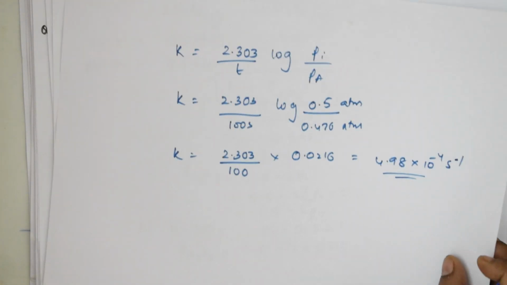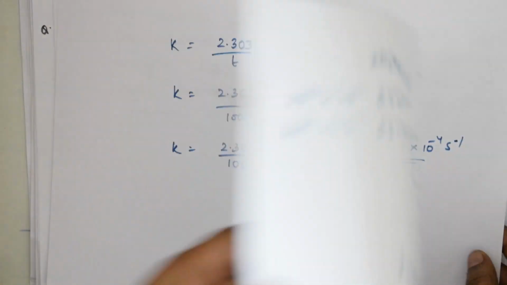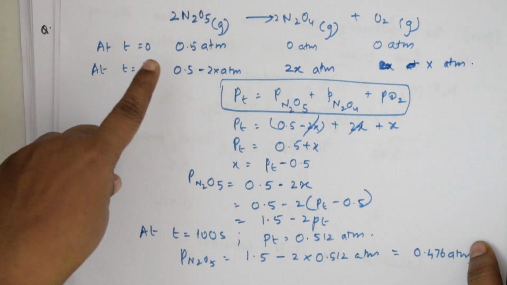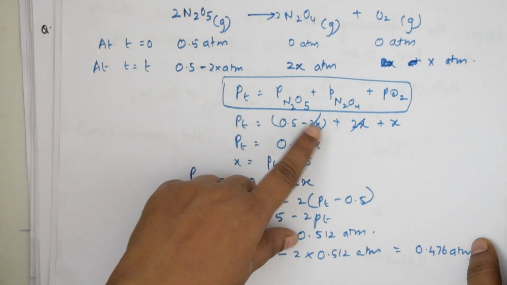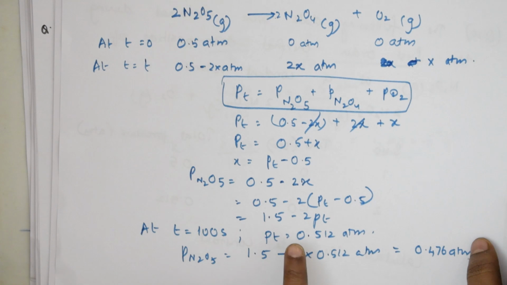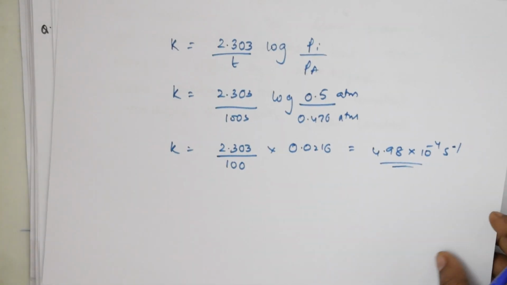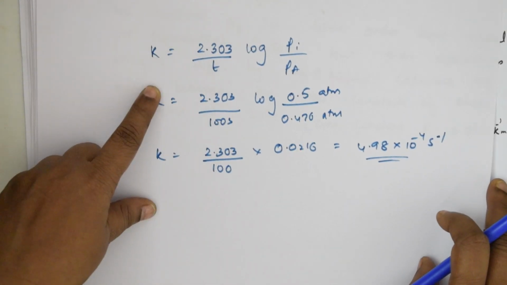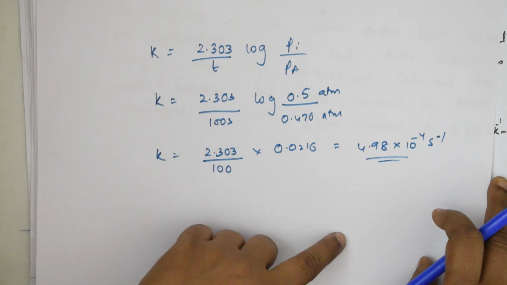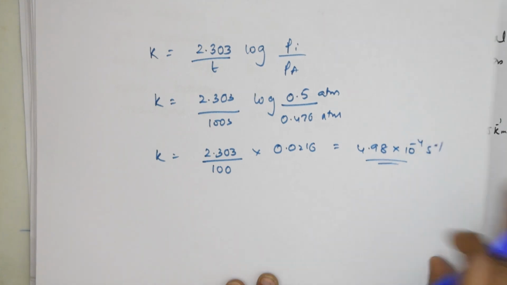Now let us see once again what we have done. First of all, let us go back to the numerical. They've given me the numerical. What did I do? I have written the reaction. I have calculated T is equal to 0 and T is equal to some time. I have done according to total pressure. Then I have substituted and got the answer. Then finally at T is equal to 100 also I have calculated. Because they have said rate constant is first order, I have taken the first order rate constant equation, then substituted, and finally got the answer. And the unit for the first order rate constant is second inverse. Right? So this is a question.